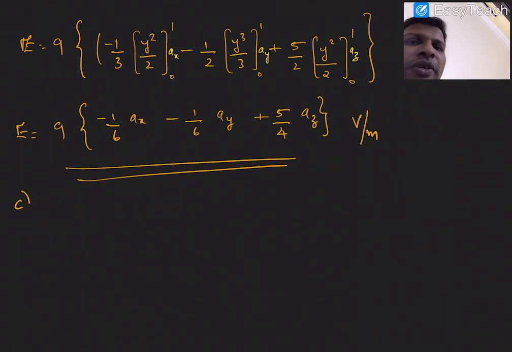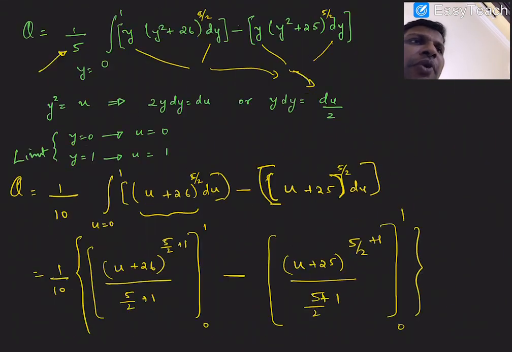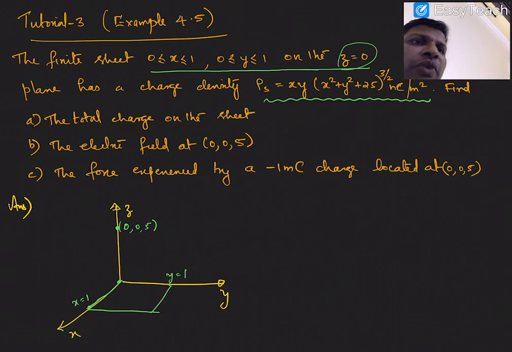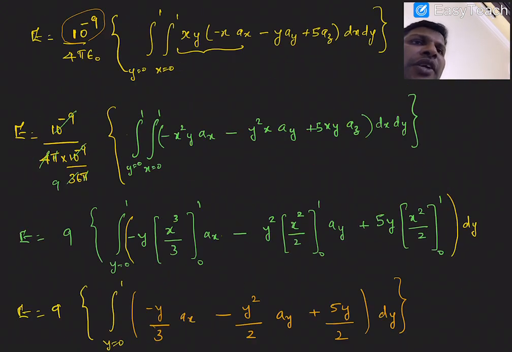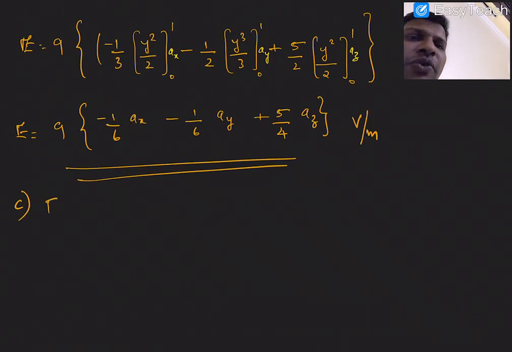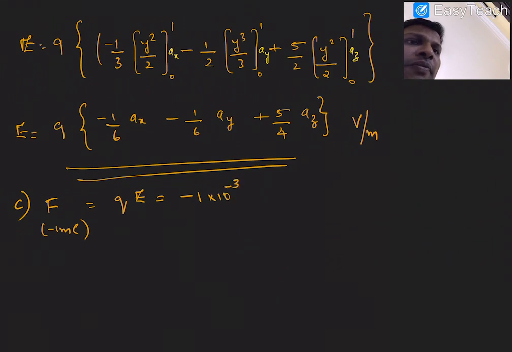So next is, what is the force which acts on the charge placed at the same point? What is the force experienced by minus 1 microcoulomb? It's very easy. If you know the electric field, you just multiply it with the charge. So the force experienced on minus 1 millicoulomb is nothing but the charge multiplied with the electric field. So you will get minus 1 into 10 power minus 3, multiplied with your electric field.